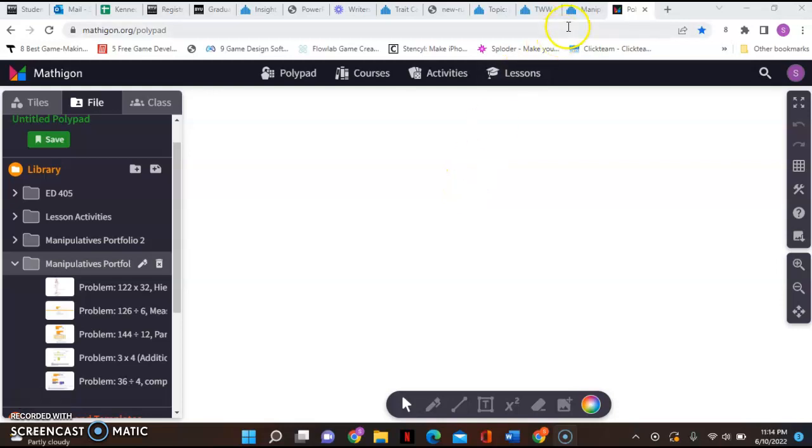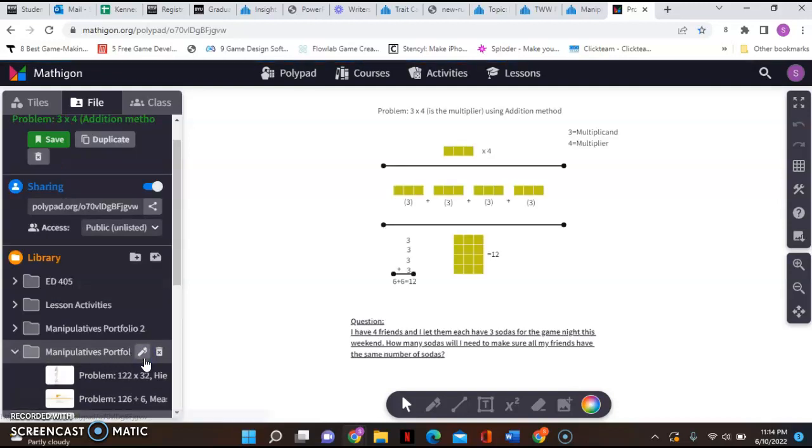Okay, so here we have the manipulator's portfolio number 3. And so what we had to do was solve 5 problems of multiplication and division. We'll just start here with the first multiplication problem of 3 times 4, where 4 is the multiplier, and we had to use the addition method.